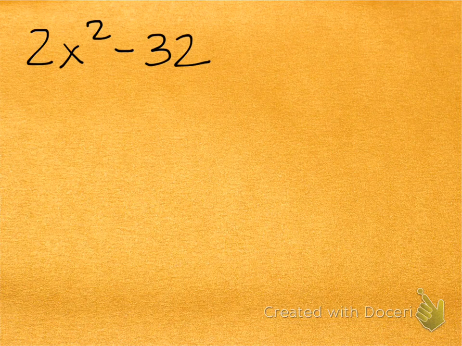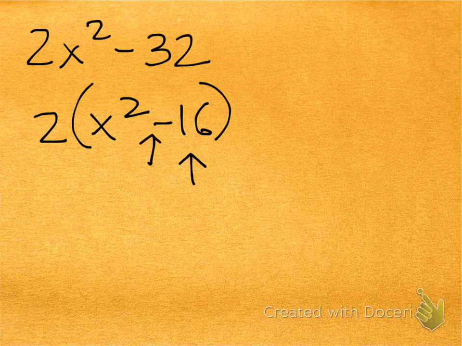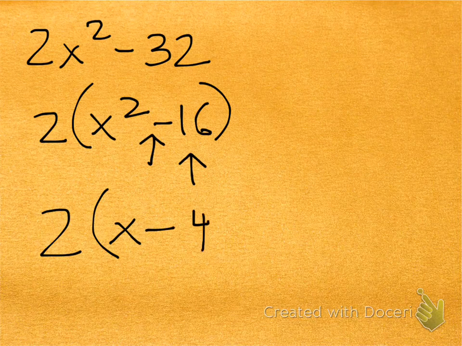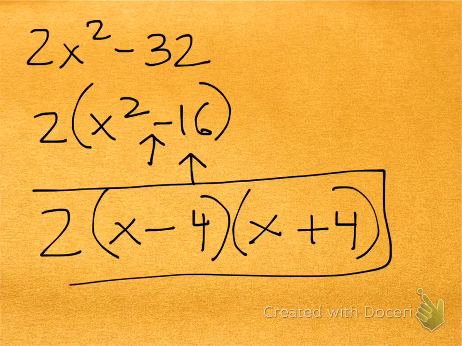So the first thing we need to do is see if there's a greatest common factor, which there is, 2, and we're going to take that out by dividing each term by 2. Now we check to see if there's any perfect squares, which there is. 16 is a perfect square. There's also a minus sign, so that is factorable. So we're going to have x minus 4 if you take the square root, and x plus 4. And this would be our final answer.